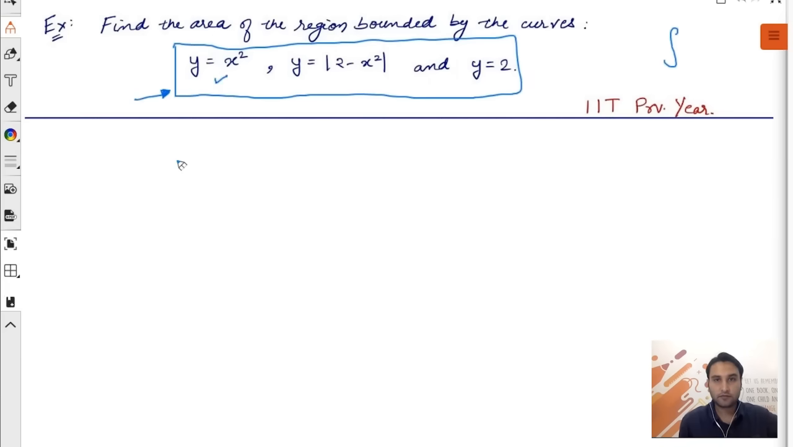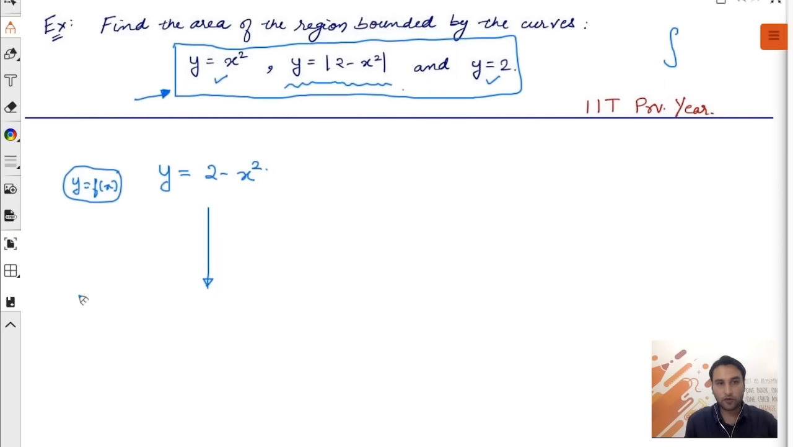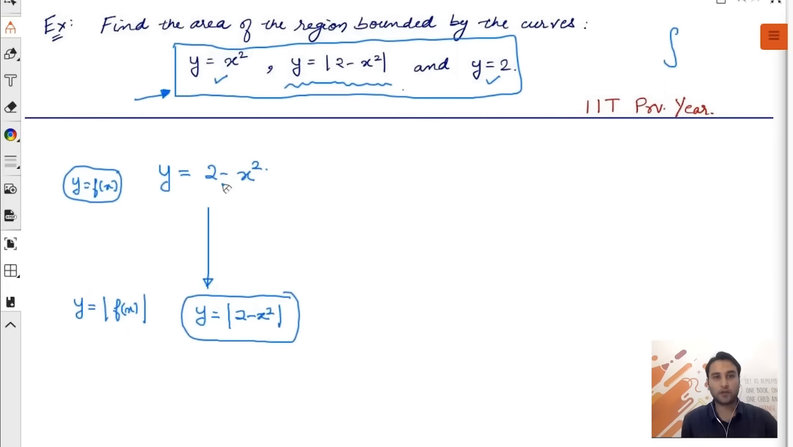Actually, the examiner wanted to check your skills of visualizing the functions. The integration is simple, all of you know. Important is to plot this graph. Let's see if you can plot it, guys. Let's plot this graph. You can start with y equal to 2 minus x square. From here, if this is your y equal to f(x), I want you to come to y equal to mod of f(x), that is y is equal to modulus of 2 minus x square. Do it, first plot this.